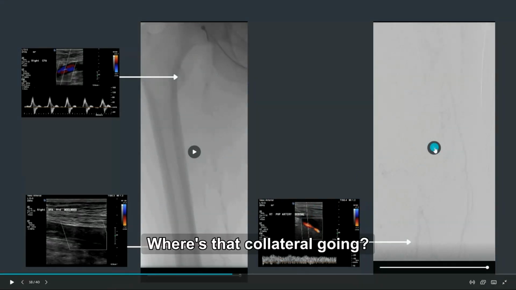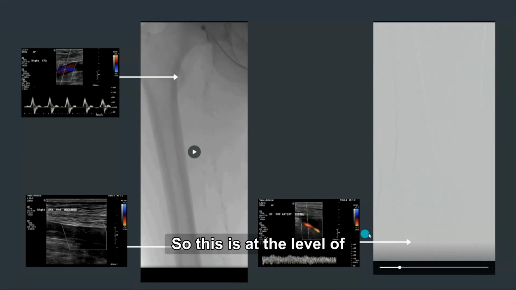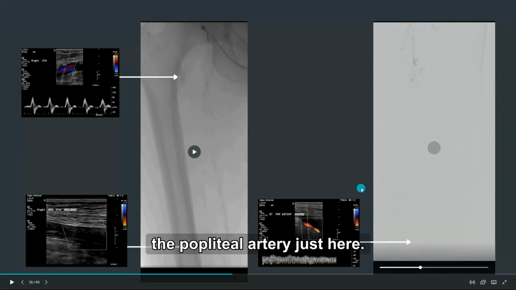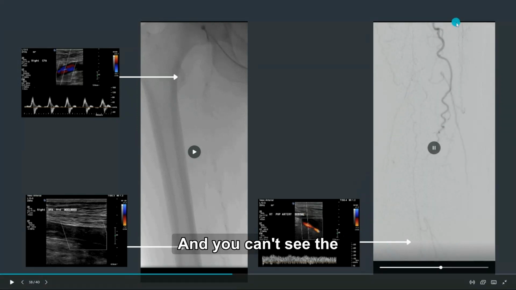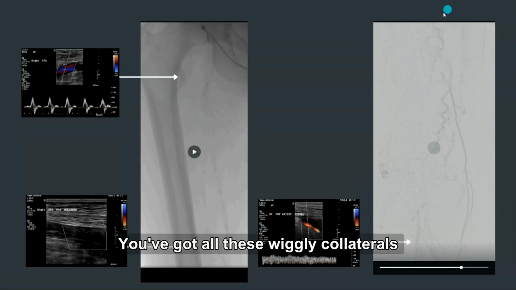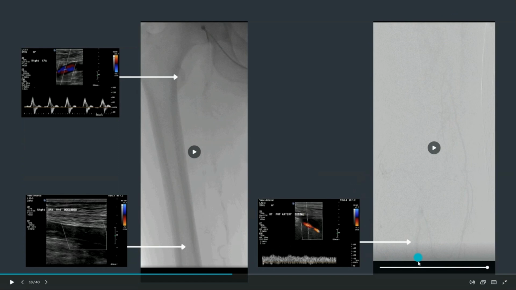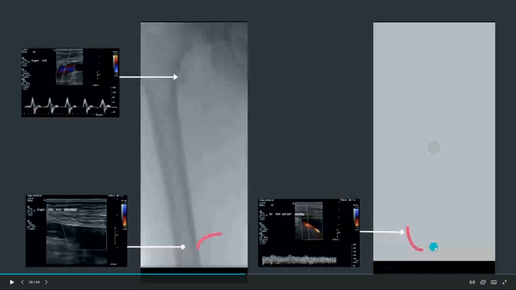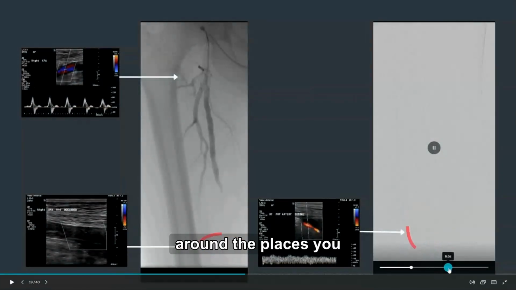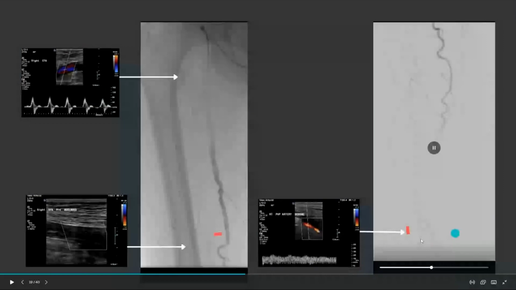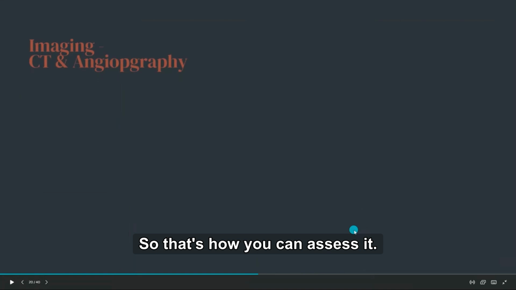Where's that collateral going? Well, I'll play this. So this is at the level of the popliteal artery just here, and you can't see the SFA coming down here. Okay, you've got all these wiggly collaterals, and it's filling this faint thing here. That's the popliteal artery. And here are some colourful circles around the places you should be looking. Okay, just see that coming in, and just a little trickle of blood in that popliteal artery there. So that's how you can assess it.